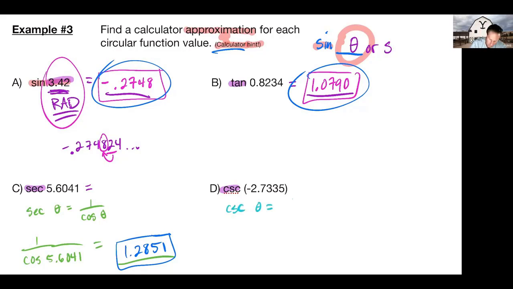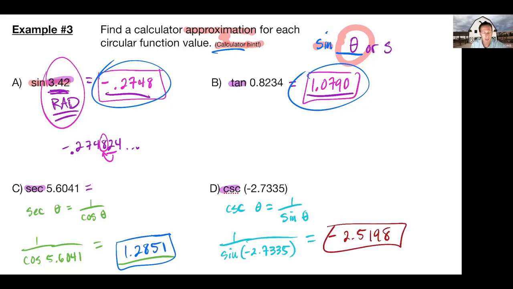Cosecant theta we know is equivalent to 1 over the sine of that angle, theta, or arc in this case. So we're going to put 1 over the sine of negative 2.7335. If we evaluate that, we should have gotten negative 2.5198.